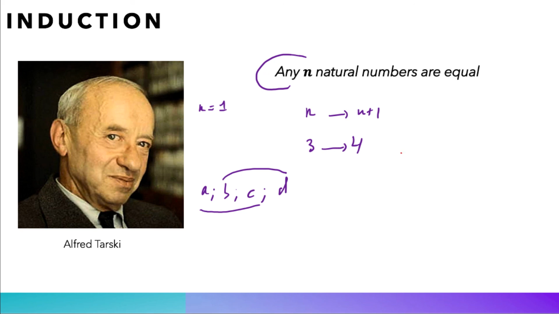Indeed, one can pass in the same fashion from 2 to 3, from 3 to 4, from 4 to 5, from 5 to 6, and so on and so forth. But actually the problem in this induction is that it is true for n equals 1, but there is no way to get from 1 to 2. Thus, the principle of mathematical induction does not apply, and this is wrong.